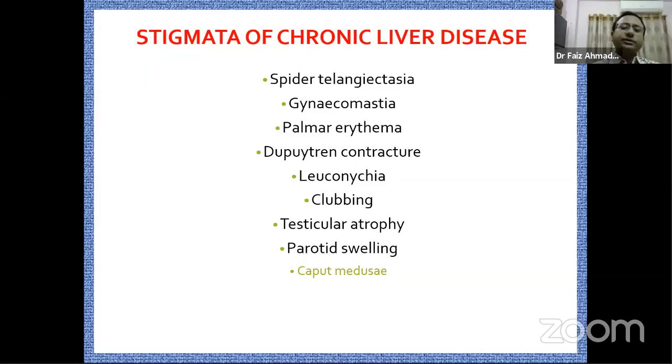So what are those? Spider telangiectasia, gynecomastia, palmar erythema, Dupuytren's contracture, leukonychia, clubbing, testicular atrophy, parotid swelling, caput medusae. Whenever we get one or two of these stigmata in a patient having ascites, clinically it becomes much easier to say this patient could have cirrhosis of liver. Therefore, looking for stigmata of chronic liver disease in a patient is very important clinically.